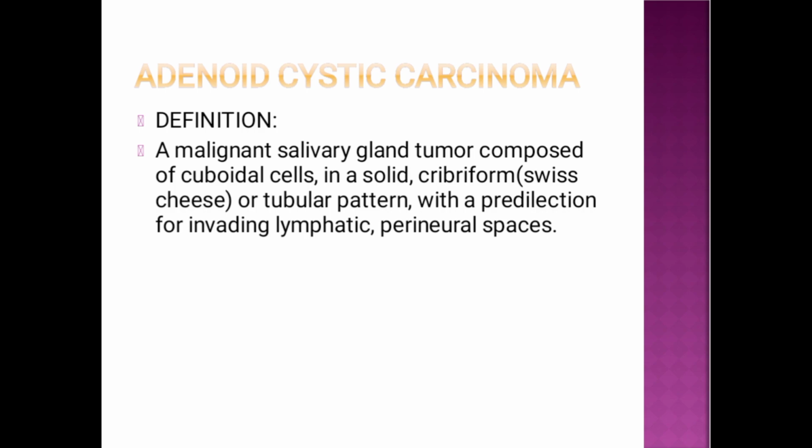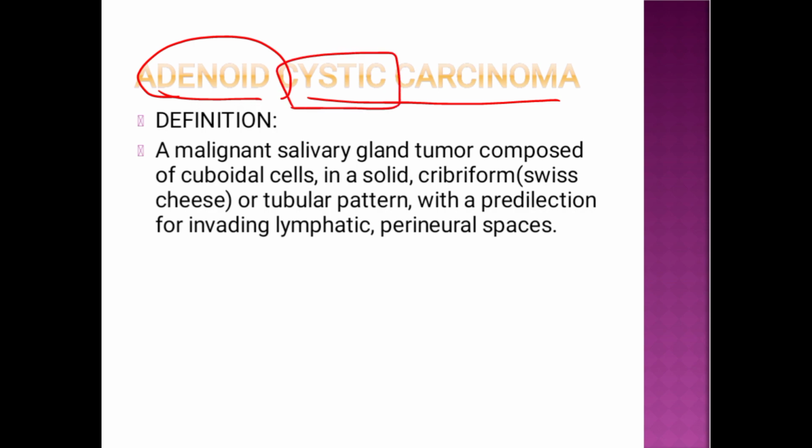So why is it called adenoid cystic carcinoma? It is called adenoid on the basis of the tumor's appearance. This tumor appears microscopically as a gland type, so because of that appearance it is considered adenoid. Cystic because it consists of fluid cysts, and carcinoma because it is a neoplasm. So it is a malignant salivary gland tumor.